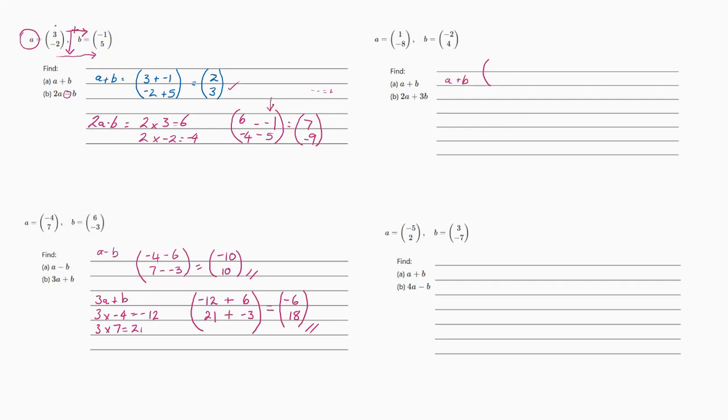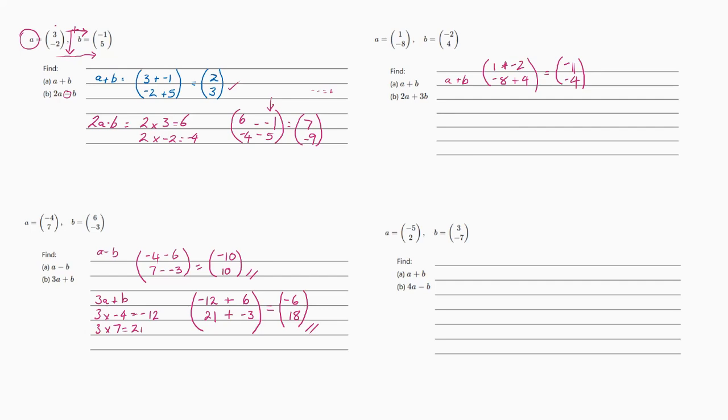And our vectors are 1 plus -2, and we have -8 plus 4. 1 minus 2 is -1. And -8 plus 4 is -4. So there we have it. There's your column vector. Let's look at 2a plus 3b.